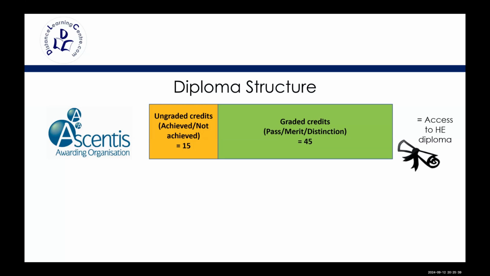So the ungraded units, they're a bit of breathing space at the start, and they still count towards your diploma. You do still have to complete them. They're not optional because you need that full 60 credits. And it gives you a chance to have some breathing space to get some feedback. So when you get to those graded credits, you've got the best opportunity to get a pass, a merit, or a distinction.